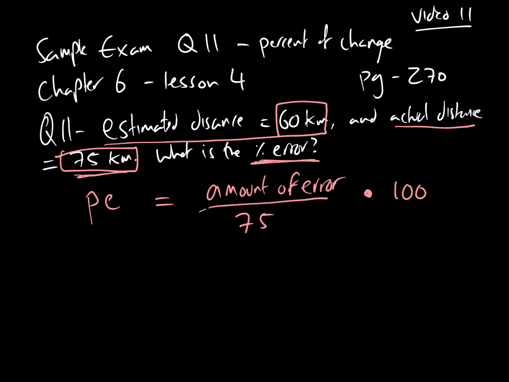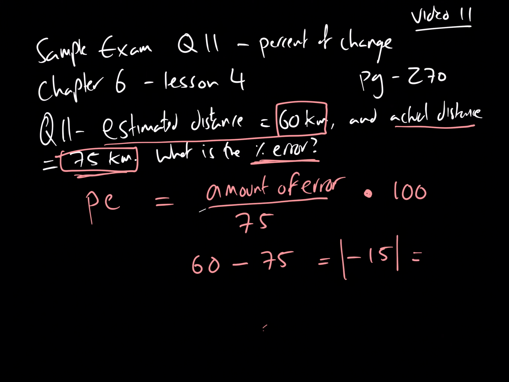Now, how do you work out the amount of error? You do this by subtracting the estimated distance and the actual value. Okay, so 60 minus 75 is equal to minus 15, but we take the absolute value of this, so it's equal to 15. Now what did I just do there?